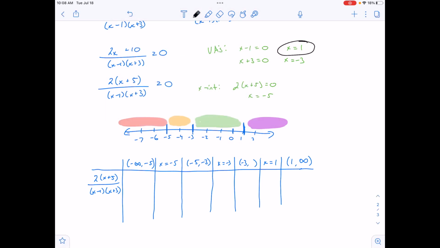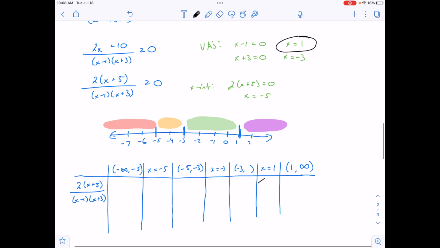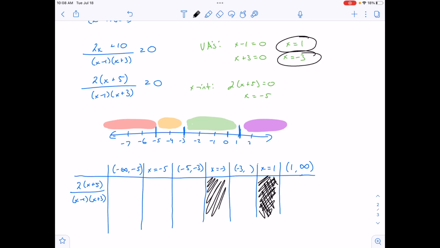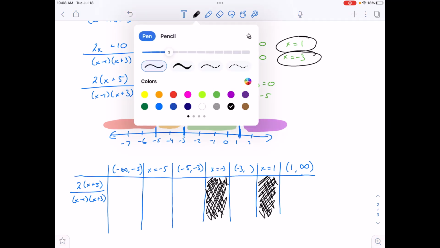Okay, anyway, so I check where my vertical asymptotes are. I have a vertical asymptote at x is equal to 1, so I throw out this column because we will never touch there. I also have a vertical asymptote at -3, so I throw out this column because we're never going to touch that one. And now it is time to test.